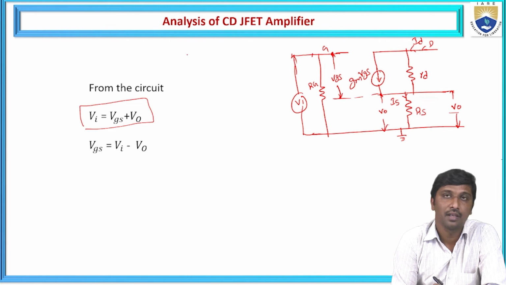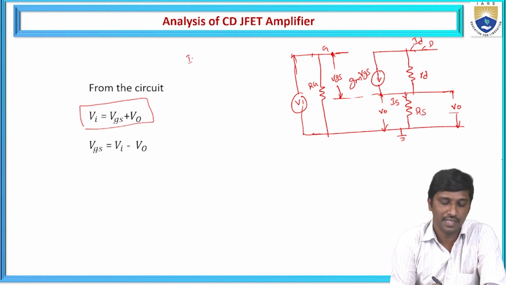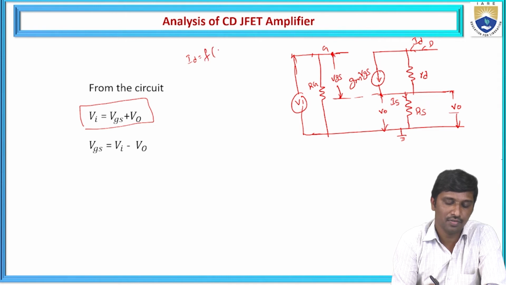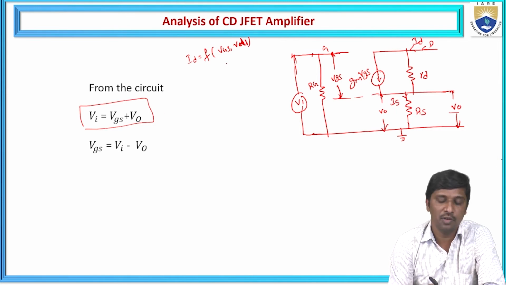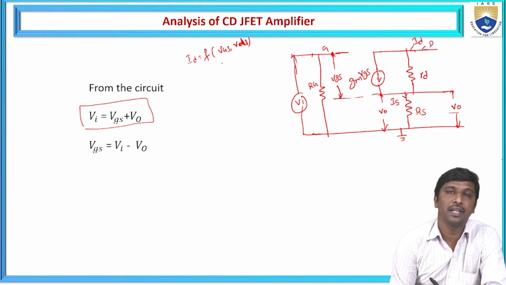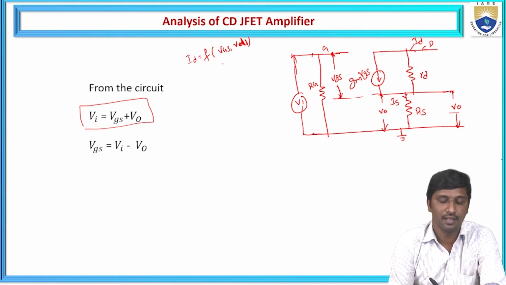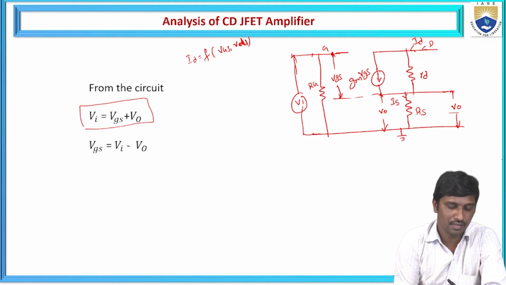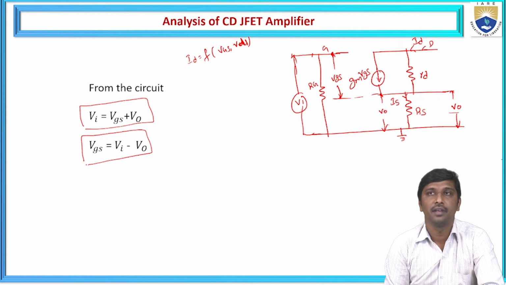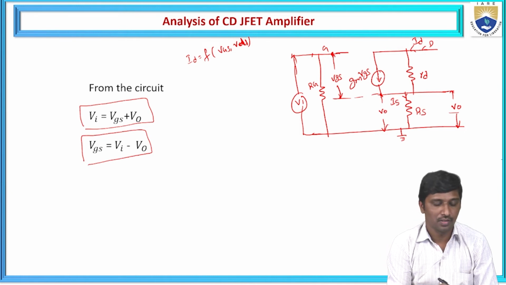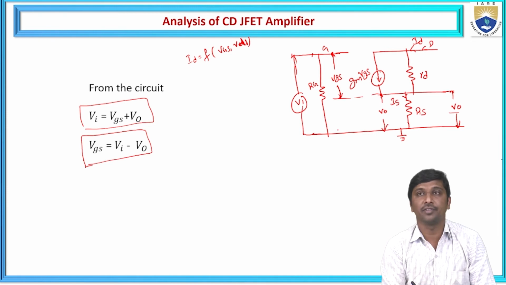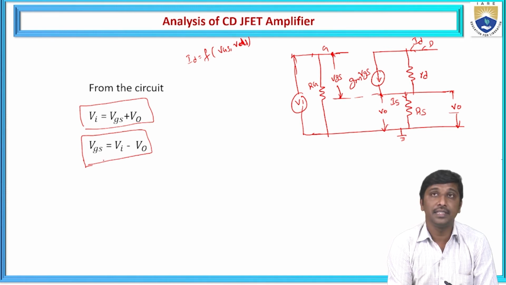But we need to define, and we know that from the FET configuration, the drain current is a function of VGS as well as the VDS. So from this relation, we need to find out how much potential barrier is generated between the gate and the source. If you take VGS, then take this V0 outside, hence VGS is equal to VI minus V0. So you remember this one: from the small signal model, the VGS is represented as the difference between the input voltage and output voltage.